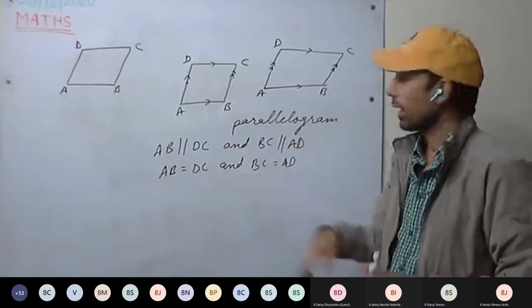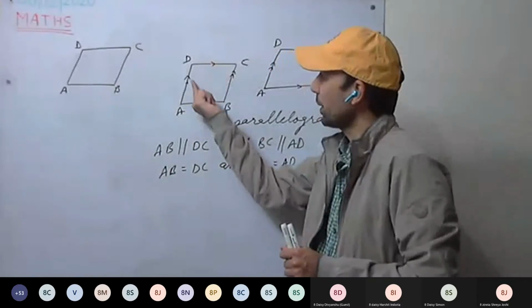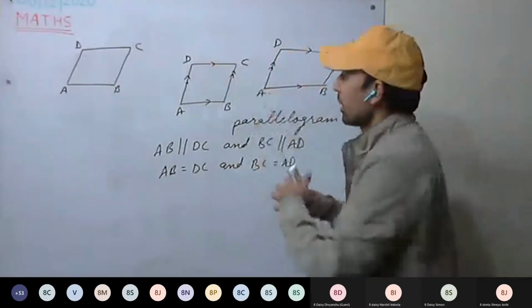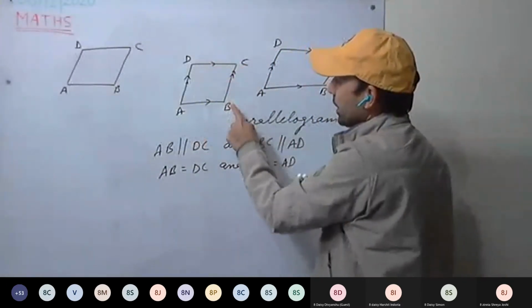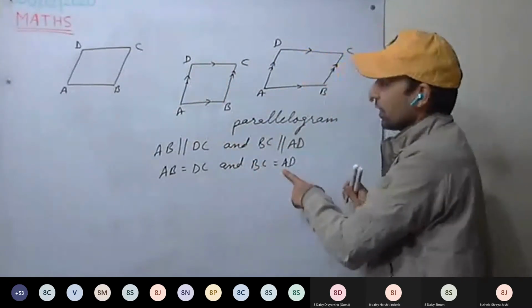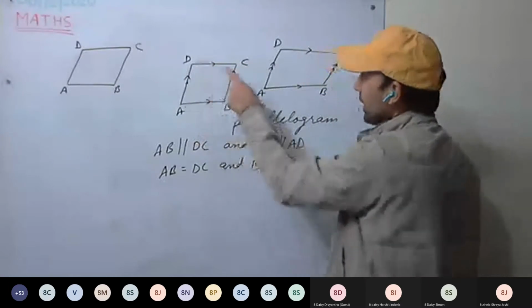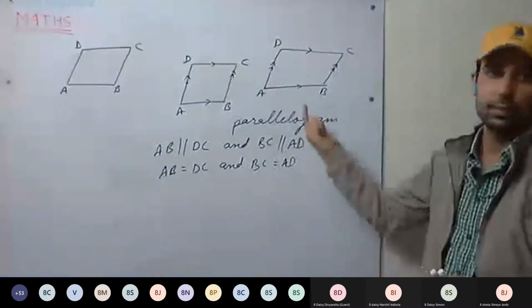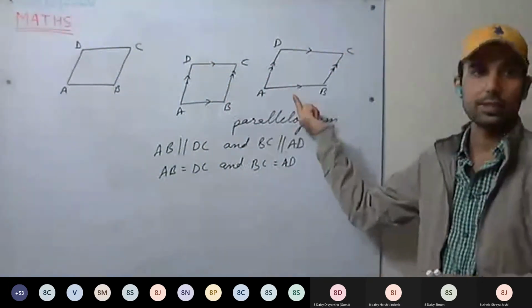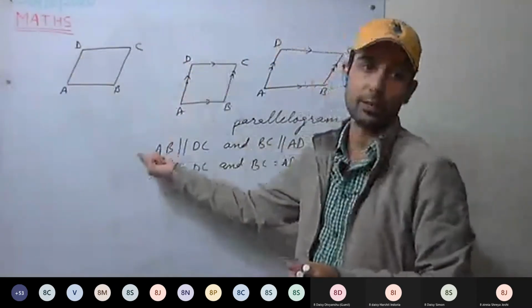Okay, now, sir. So the first property of a parallelogram will be opposite sides are parallel. AB parallel to DC, BC parallel to AD. As well, opposite sides are equal. AB equal to DC, BC equal to AD. Is this fine? So for quadrilaterals, first we are discussing the parallelogram.